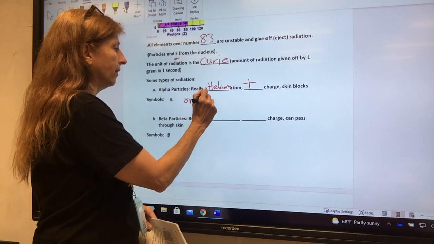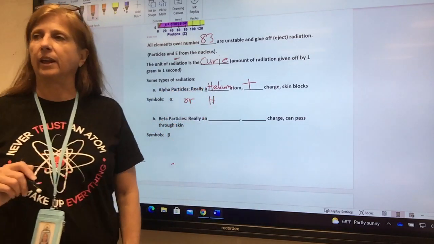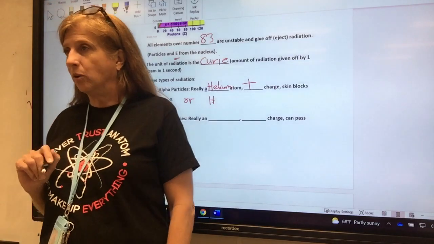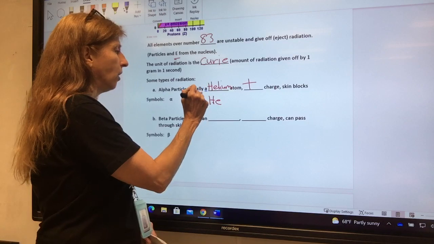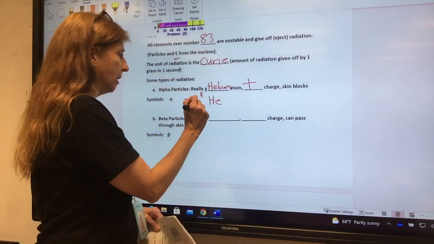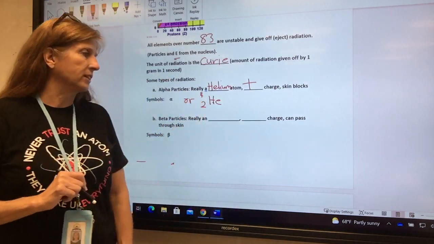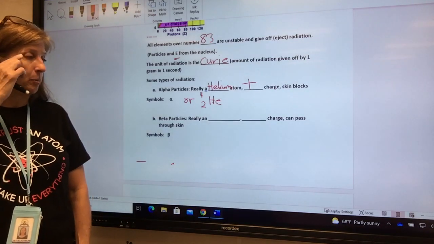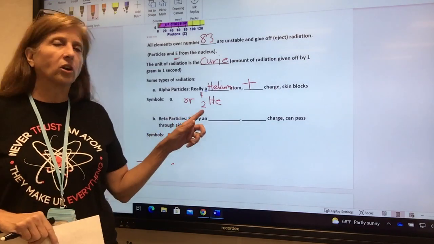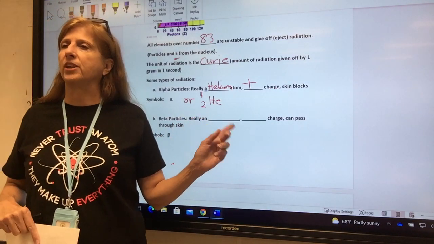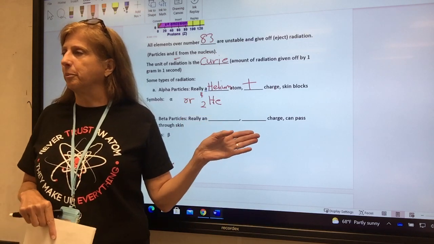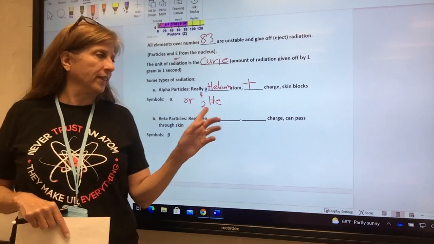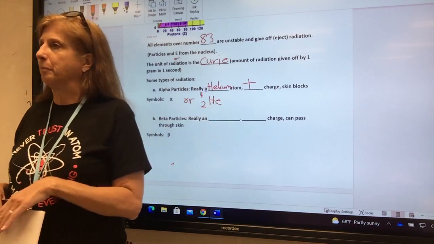Sometimes it'll be the isotopic symbol for helium. So you put a 4, which is the mass, on top, and a 2, which is the number of protons, on bottom. You learned this isotopic notation in our PhET thing we did in the computer lab. The interactive one, that was one of the things you learned about, remember?